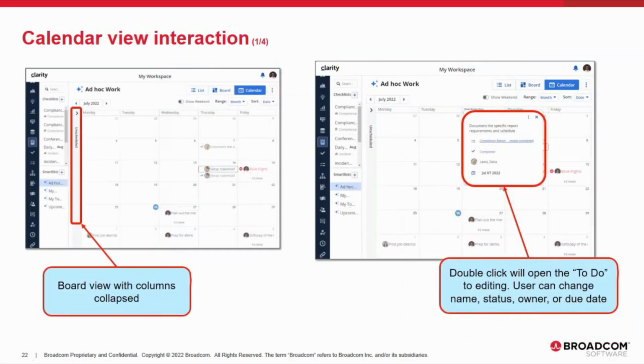Let's look at some of the interactions I can do in the calendar view. As mentioned, I have the unscheduled on the extreme left side, where I can see all the to-dos that do not have a due date. I can expand and then drag and drop them. Double clicking on a specific to-do in the calendar view will open up that to-do in an edit mode, and I can then change any information related to that to-do.